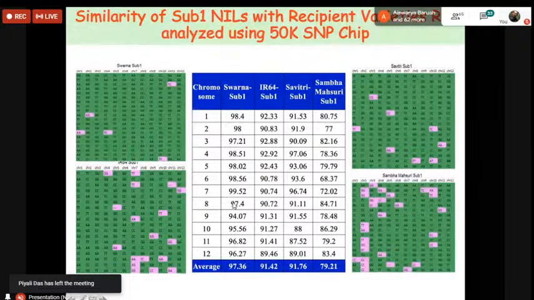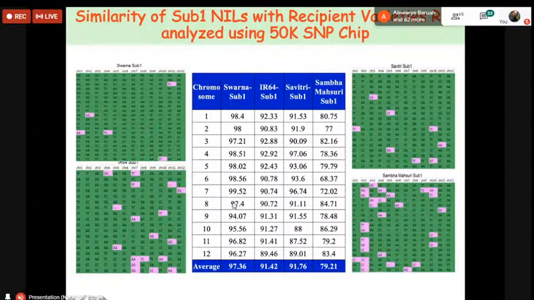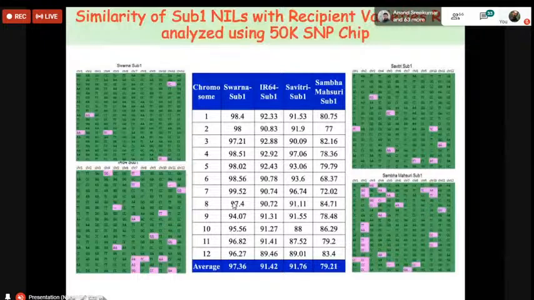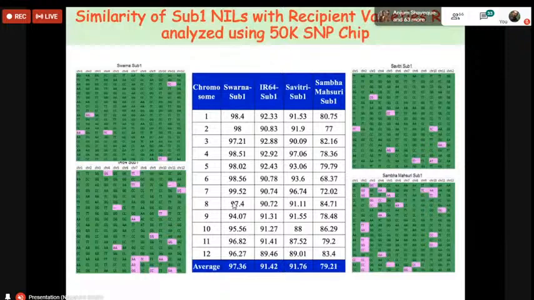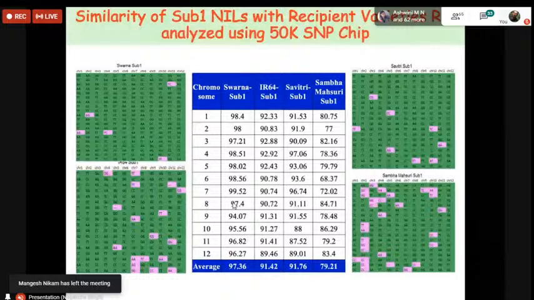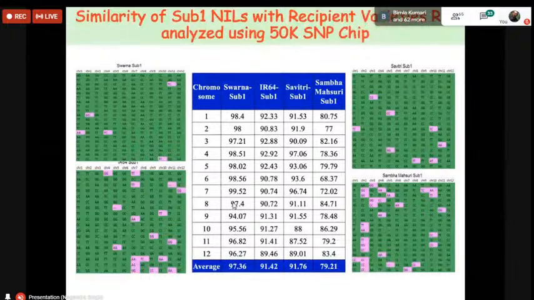Then when we analyze using this high density 50K chip, we find that there is actually variation in the background recovery. For example, Swarna Sub1 has got 97% recovery, but Samba Mahsuri has got only 79% recovery. So this has an effect on the final performance of the variety. For example, Samba Mahsuri Sub1 is very different from the original Samba Mahsuri. Sometimes these differences could be crucial if they affect the quality or traceability or some other property of the variety. So in order to harness the versatility of the original mega variety, we should try to recover as much as possible. That's why Swarna Sub1 is quite successful as compared to Samba Mahsuri Sub1 or even other Sub1 varieties.